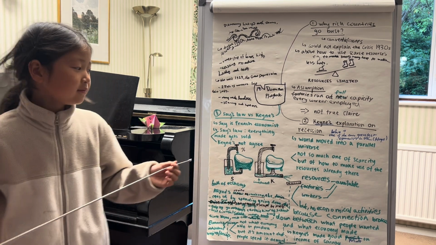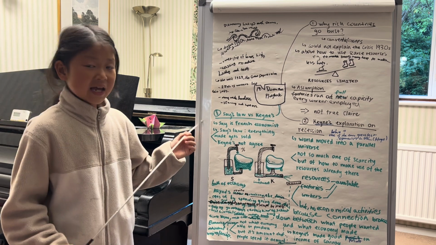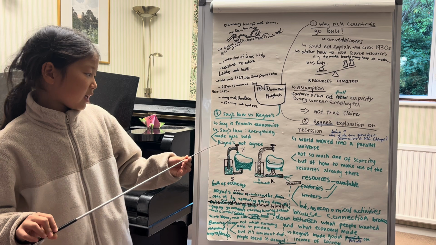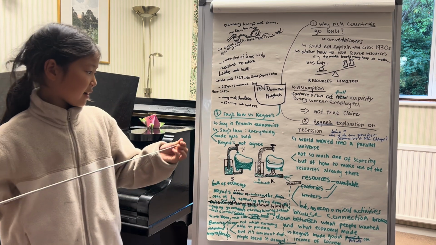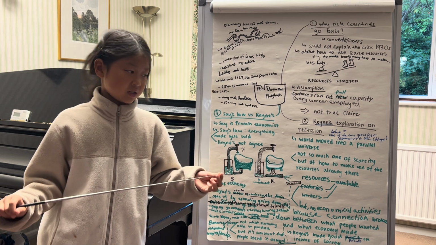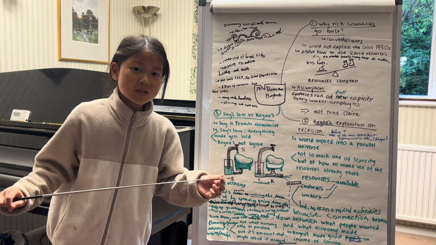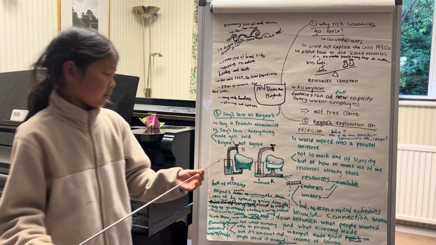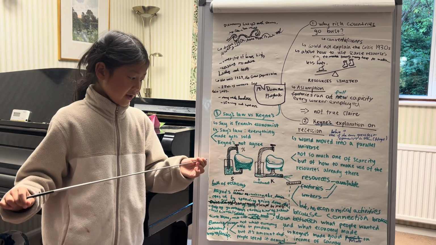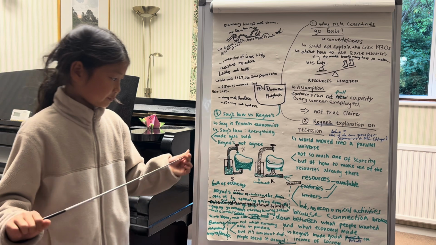Number 3, Say's law versus Keynes. Say was a French economist, and his law was that everything that gets made will get sold. But Keynes didn't agree. For example, this is an economic model of a bath according to Say's law.